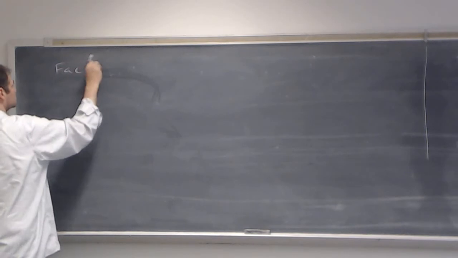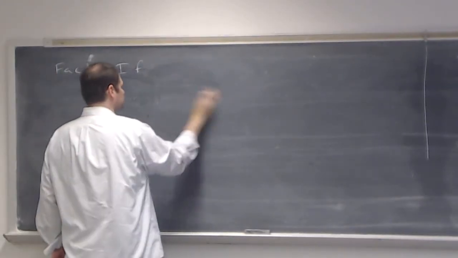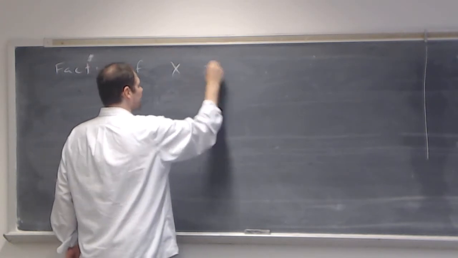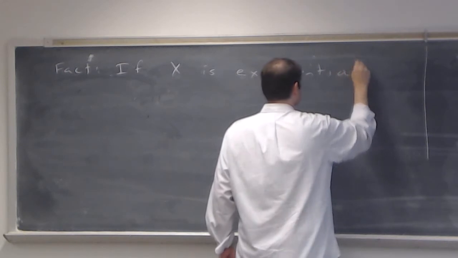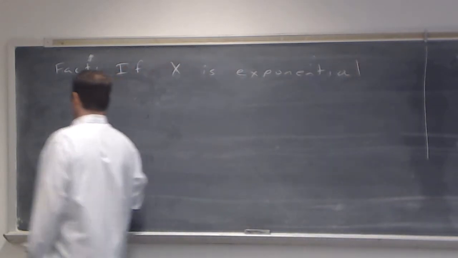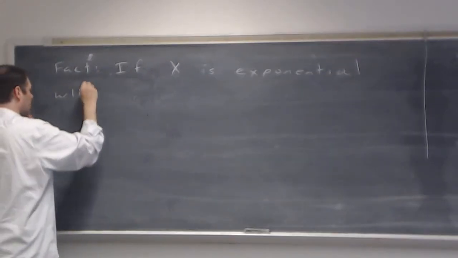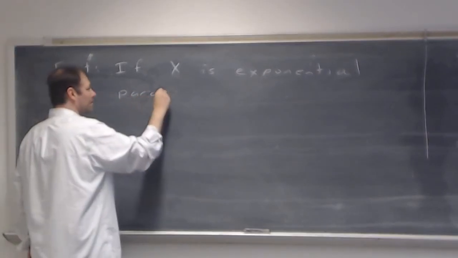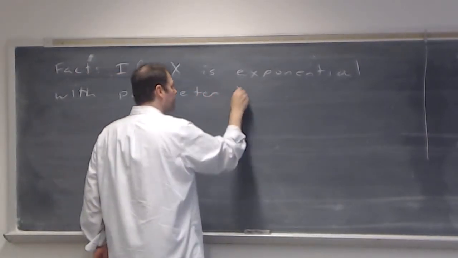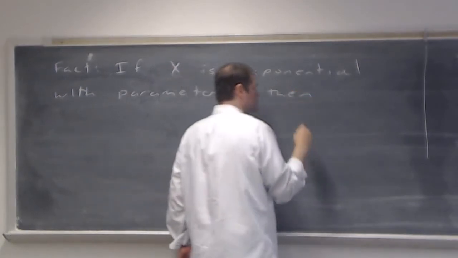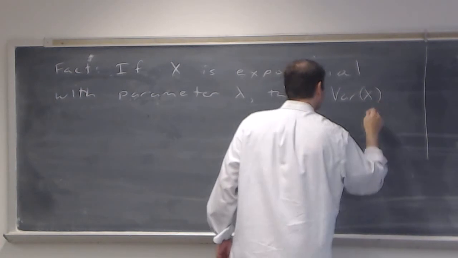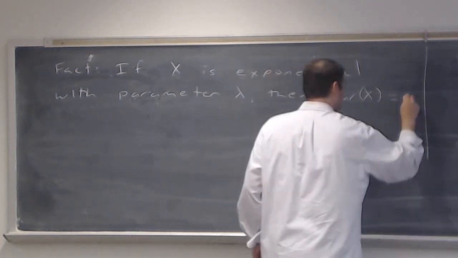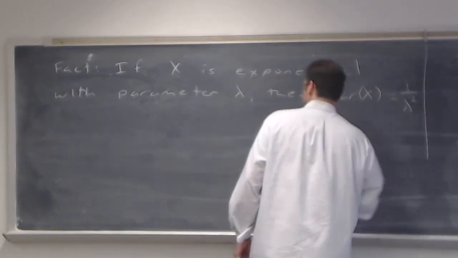Fact: if X is exponential with parameter lambda, then the variance of X equals, I think I have it, 1 over lambda squared. Let's do the proof.